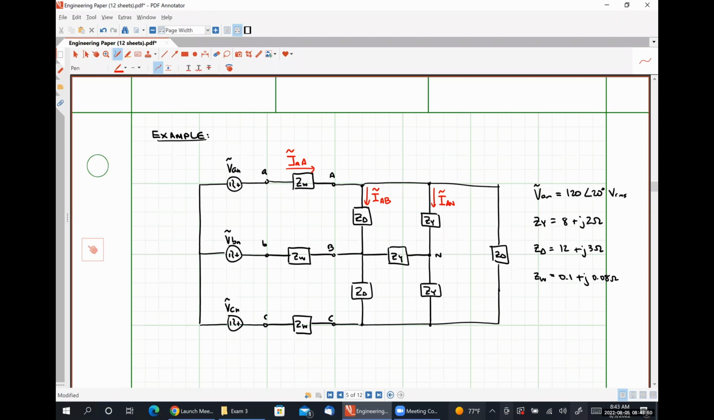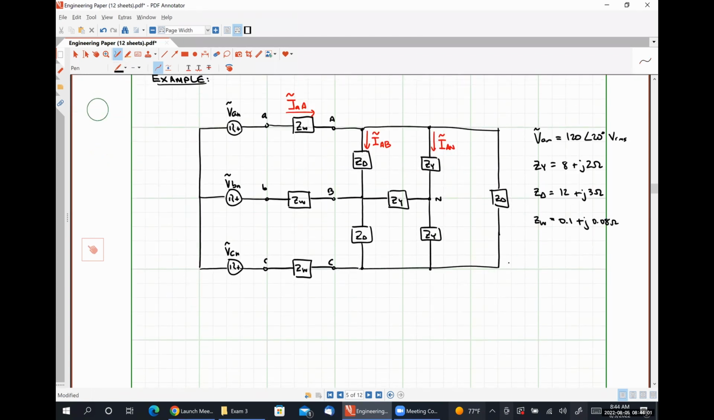In order to represent this circuit using a single phase equivalent, we are going to need to convert our delta load into a Y load. So I'm going to call our converted impedance Z delta Y. And this is going to be simply Z delta over, excuse me, I don't know why I put ZY there, because that should be 3, which looks like 12 plus J3 ohms over 3, or 4 plus J1 ohms.